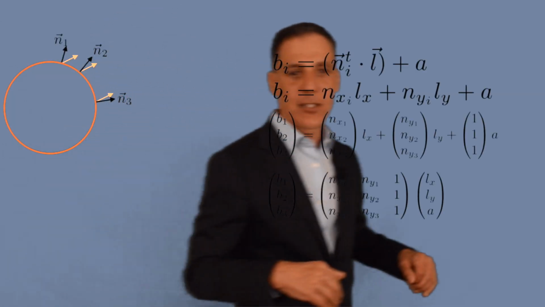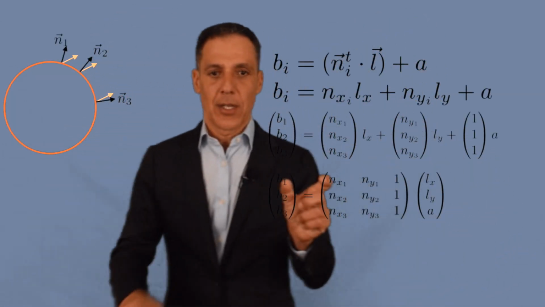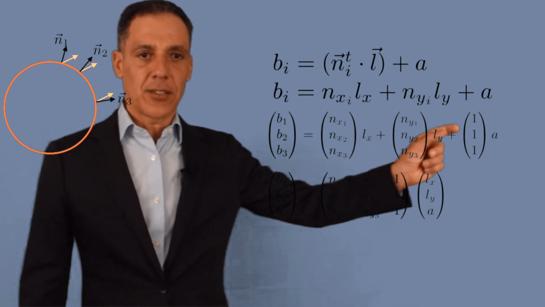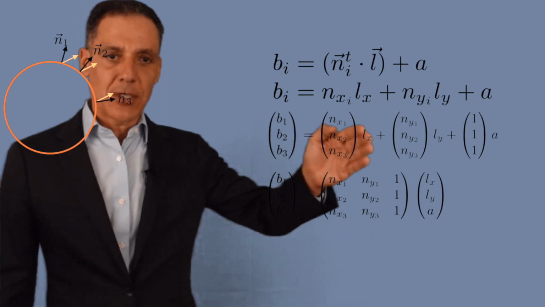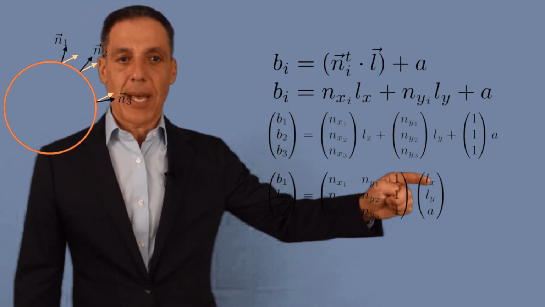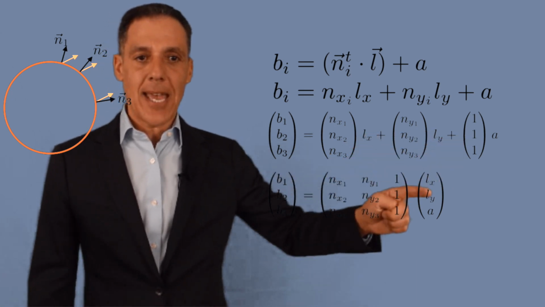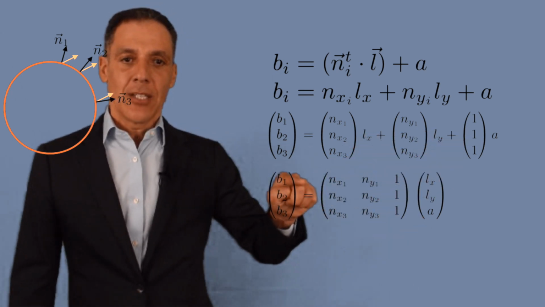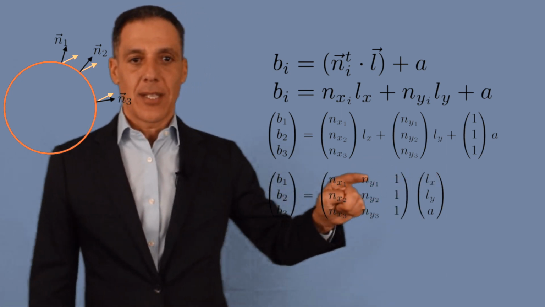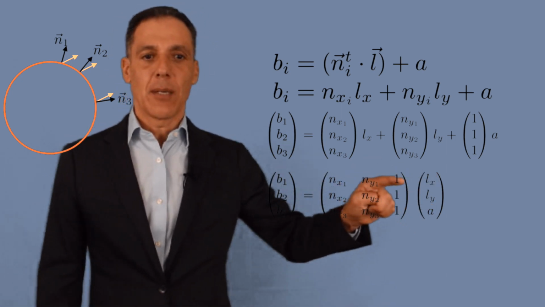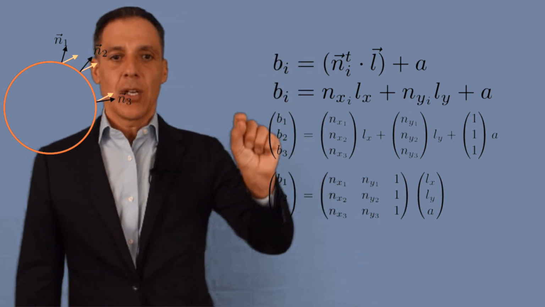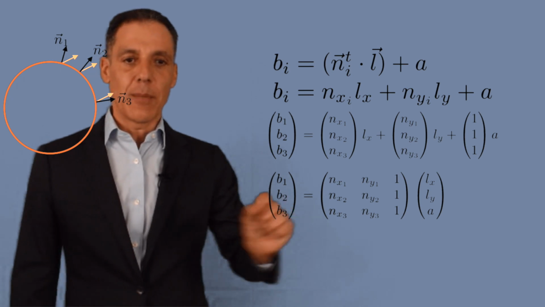And now let's just pack it into a matrix. So what am I going to do here? This vector stays the same. I'm going to take this vector, and that vector, and pack them into the columns of a matrix. I'm going to left multiply it by my unknown Lx, Ly, A. So it's b1 is equal to nx1 Lx, ny1 Ly plus A, and so on and so forth. So I've simply taken this equation, written in vector form, into matrix form.